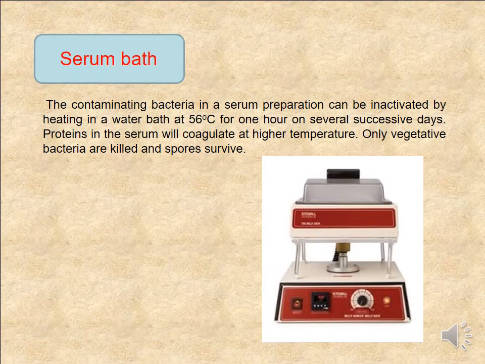Serum bath. The contaminating bacteria in a serum preparation can be inactivated by heating in a water bath at 56 degrees centigrade for 1 hour on several successive days. Protein in serum will coagulate at high temperature. Only vegetative bacteria are killed and spores survive.